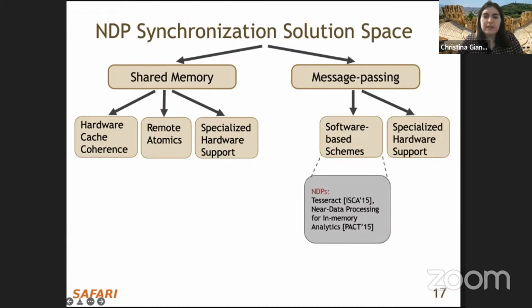And finally, we have seen some recent NDP works, like the famous Tesseract paper, that propose software-based message passing schemes that can be applied in near data processing systems, and they implement synchronization via a message passing approach. These approaches include dedicated NDP cores to handle synchronization requests through the in-memory hierarchy. As we demonstrate in our evaluation, these schemes are still inefficient because they still use main memory to access synchronization variables, and they have a high latency cost.